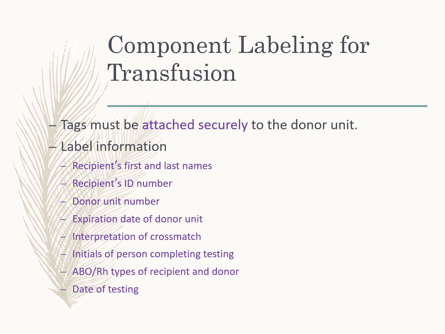So when the transfusion service labels a unit for transfusion, the tag must be attached securely to the donor unit, and the label must have the following information: patient's first and last name, ID number, unit number, expiration date, interpretation of crossmatch, the initials of the person completing testing, the ABO and D types of the recipient and the donor, and the date of the testing.